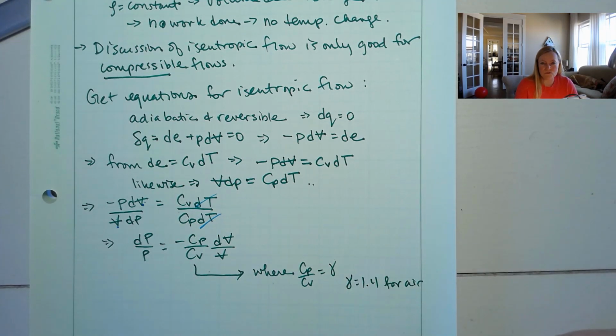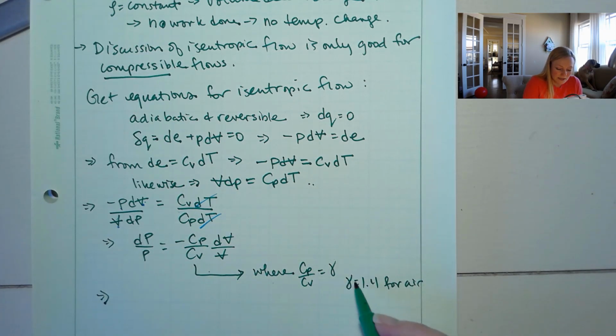All right, so that's for air. If you had a different substance, obviously you'd need to recalculate gamma to find these different values. But for this class, 1.4 is our value. And notice that that is a constant, right?